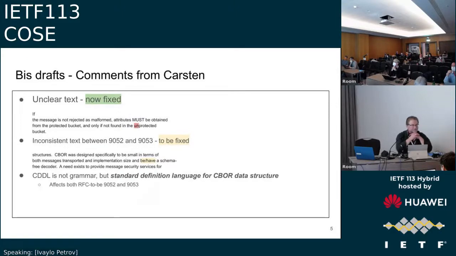Going forward, there were some comments from Karsten, and the first one has already been addressed. There was some text that didn't make sense in its state, but now it's fixed. Then there is an update that was done in 1952 and not in the 1953 document, so we would need to make them consistent. And the last point is a suggestion to not call CDDL a grammar, but rather a standard definition language for CBOR data structure. All of those make sense to me individually, but we can discuss if there are other opinions.